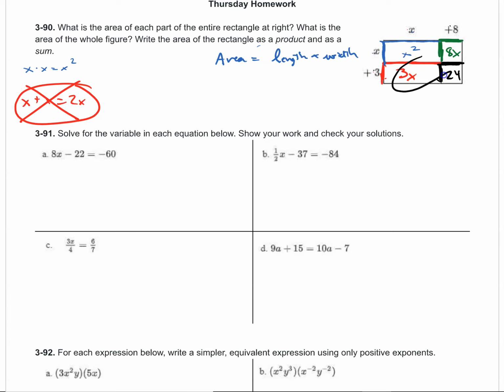Okay, so how many x's do we have? We have 8x, we have 3x, so we have a total of 11x. We have x squared plus 11x equals 24. Oops, not equals 24. We're just adding up all the areas in between. So x squared plus 11x plus 24. So this is what we call area as a sum.